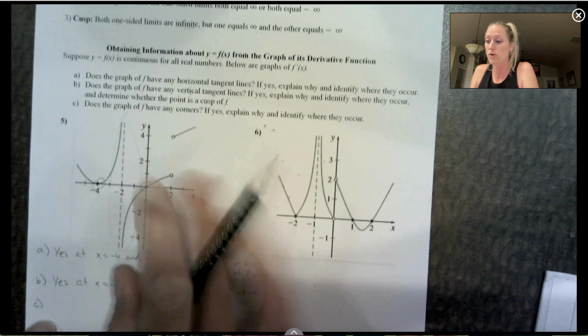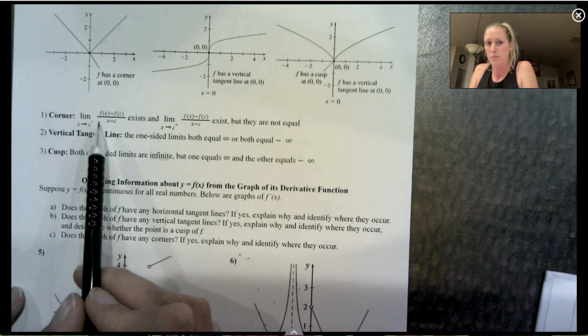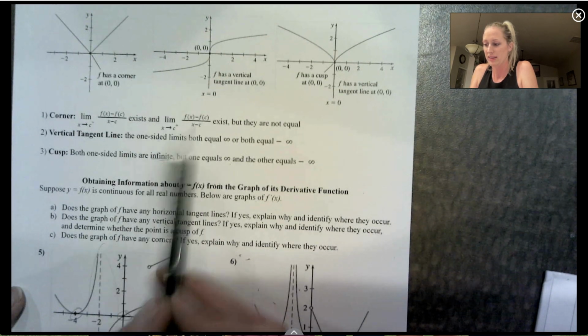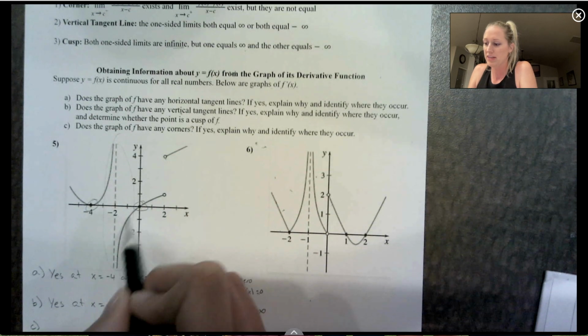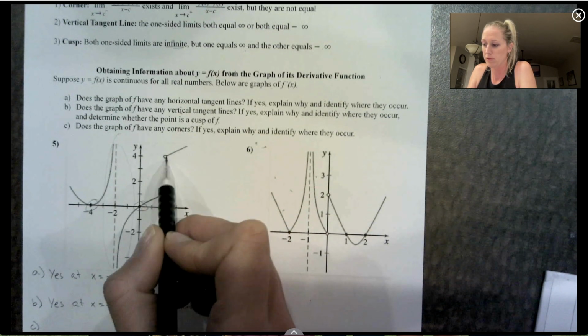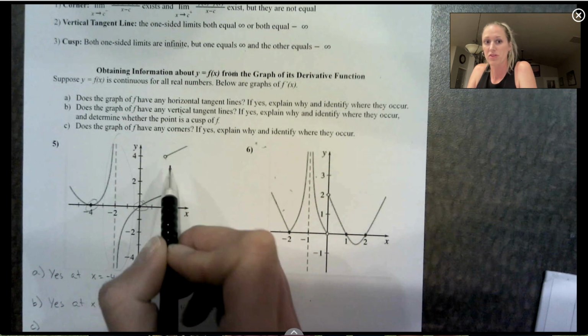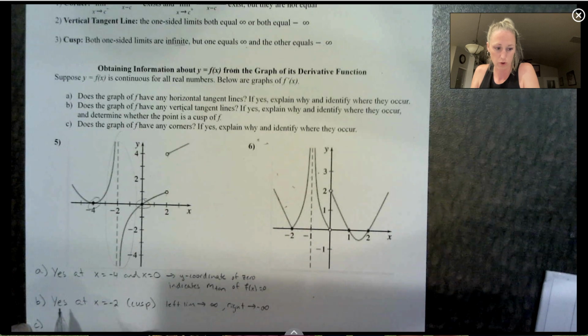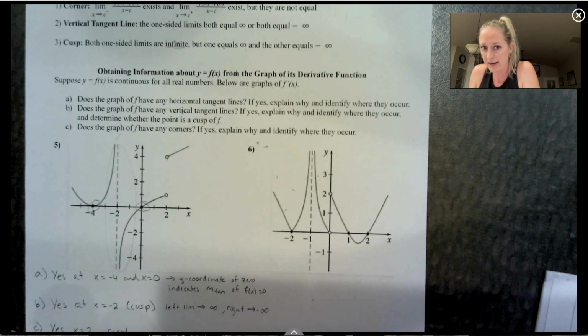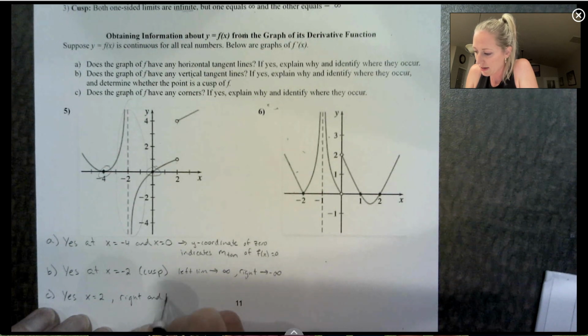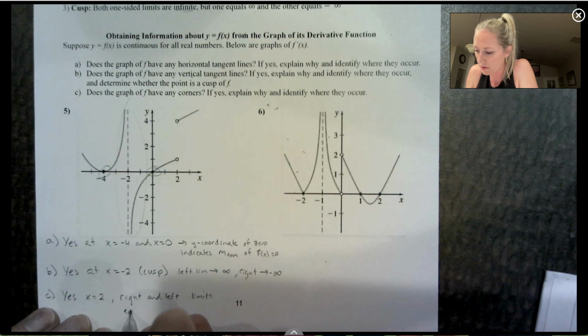Does the graph have any corners? So here's how I see if it's a corner. The left-hand limit exists, the right-hand limit exists, but they're not equal to each other. Okay, so that happens when I have a jump like this with a hole. So my left-hand limit of this one would be 1. My right-hand limit would be 4. Those are not equal. So this is a scenario where we have a corner at x equals 2. Okay, and this would be because right and left limits exist, but are not equal.